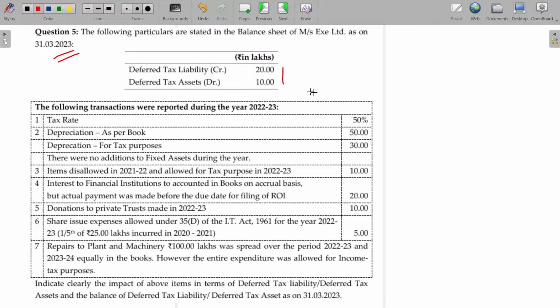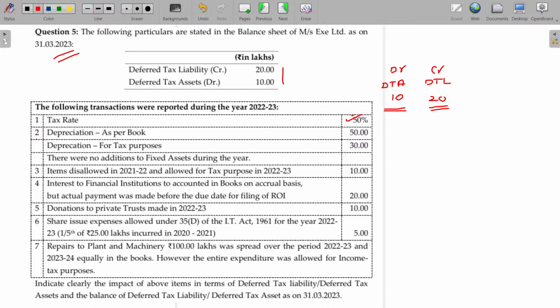So we have what? DTL, DTA. DTA 10 lakhs we have in the beginning. DTL 20 lakhs in the beginning. This is asset, so it is being the debit balance. This is liability, so it is going credit balance. Tax rate being 50%.